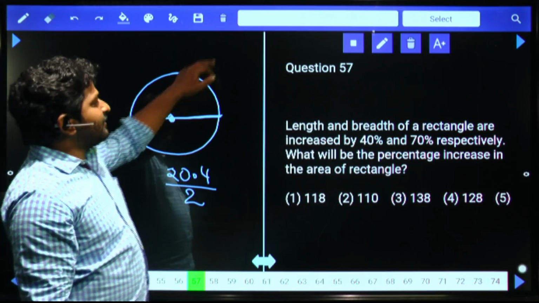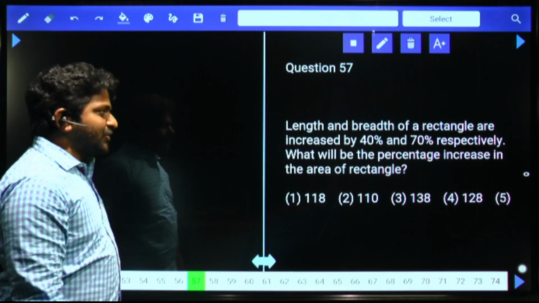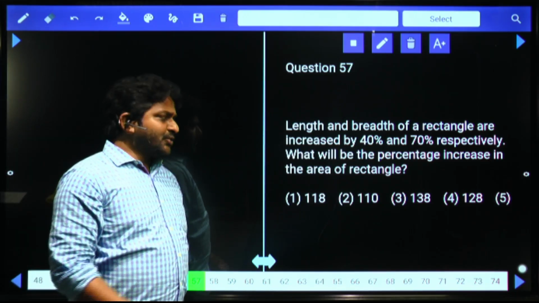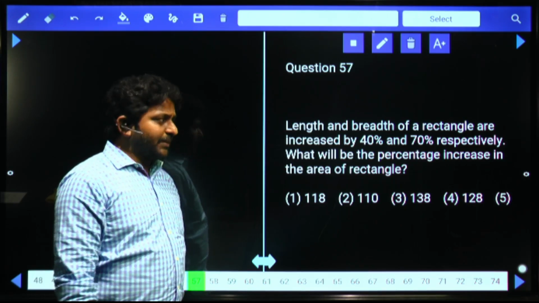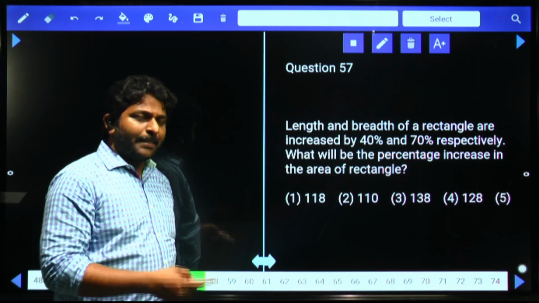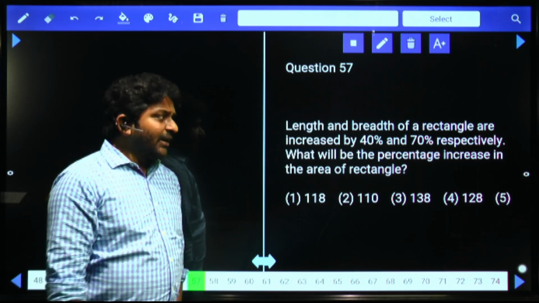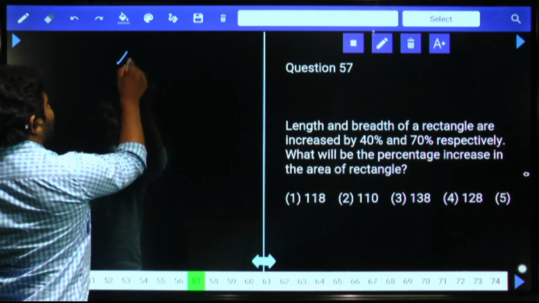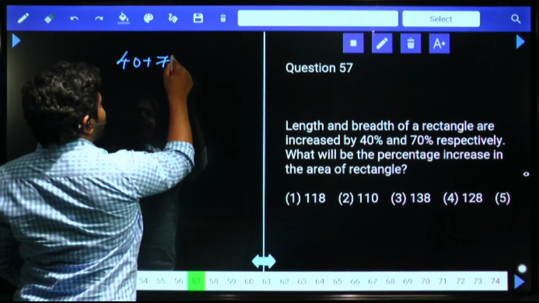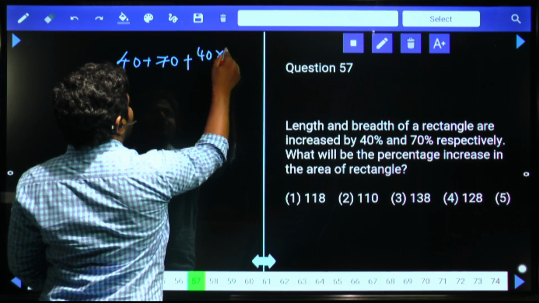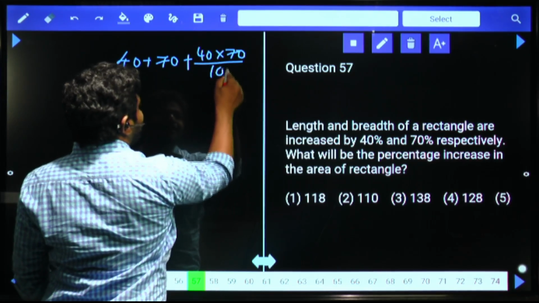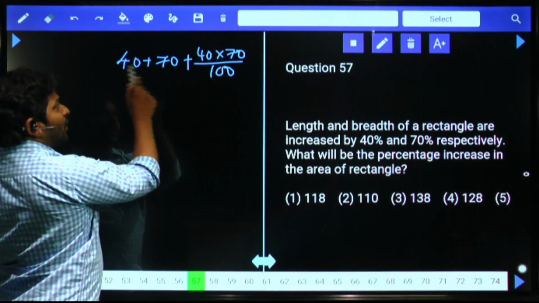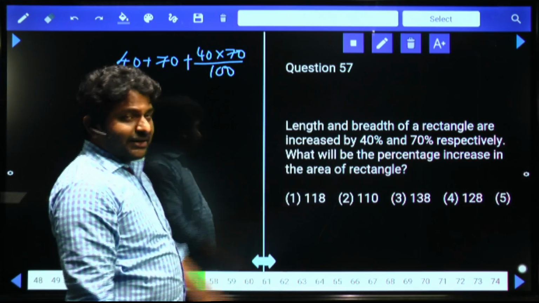The length and breadth of a rectangle are increased by 40% and 70%. What will be the percentage increase in the area of the rectangle? Now you can use the effective percentage formula, that is x plus y plus xy by 100. That is one way. So 110 plus 40 times 70 divided by 100: 2 zeros cancel, 4 sevens are 28, 110 plus 28 is 138. 138, third option. This is one way.